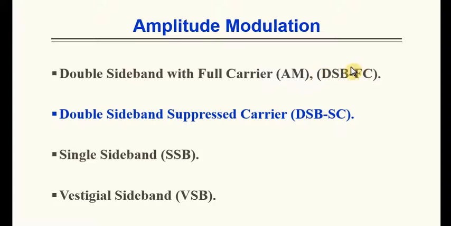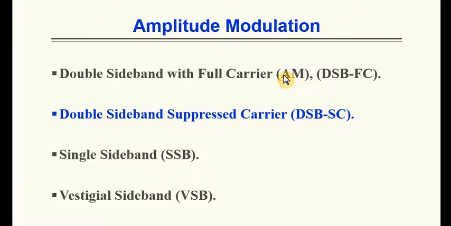And the efficiency of the amplitude modulation has been found to be approximately equal to 33%, which means that 2/3 of the power is wasted in the carrier signal. As we know, the carrier signal has no information. The information only resides in the upper sideband and the lower sideband.